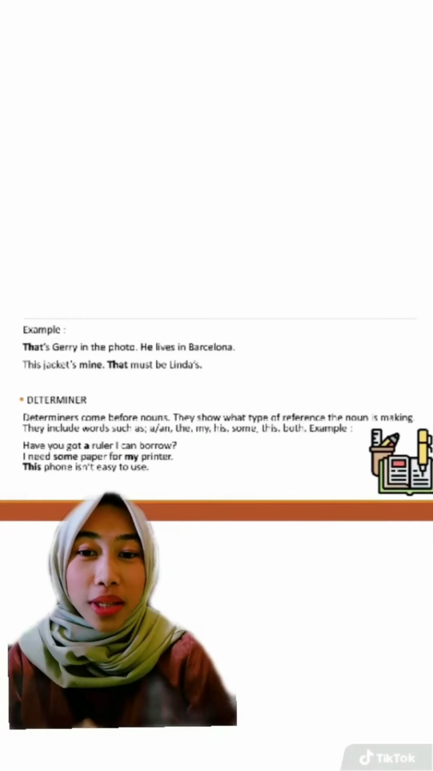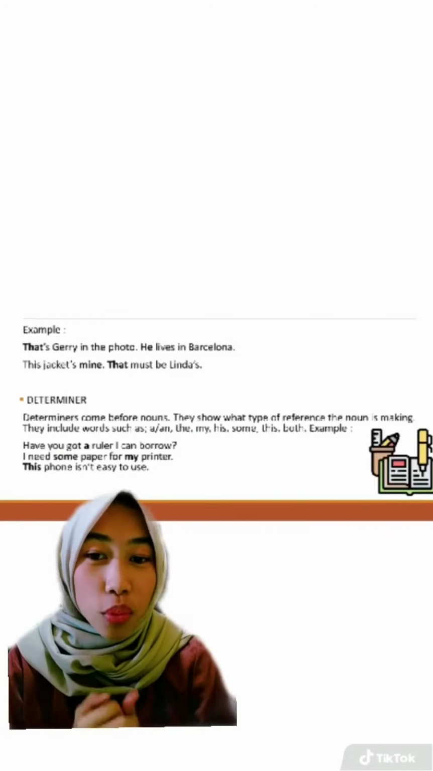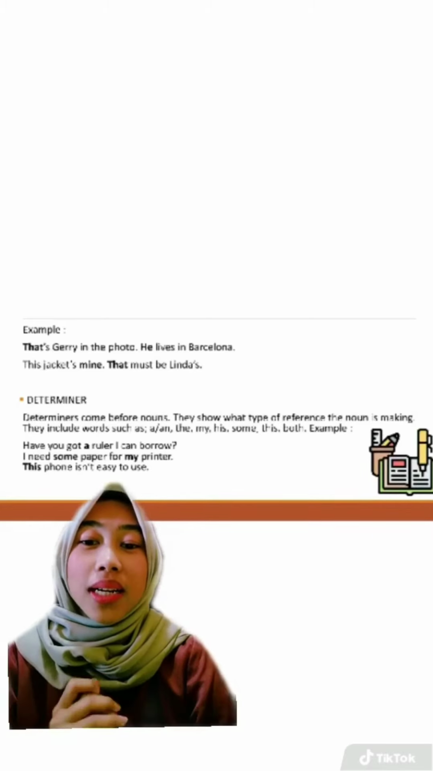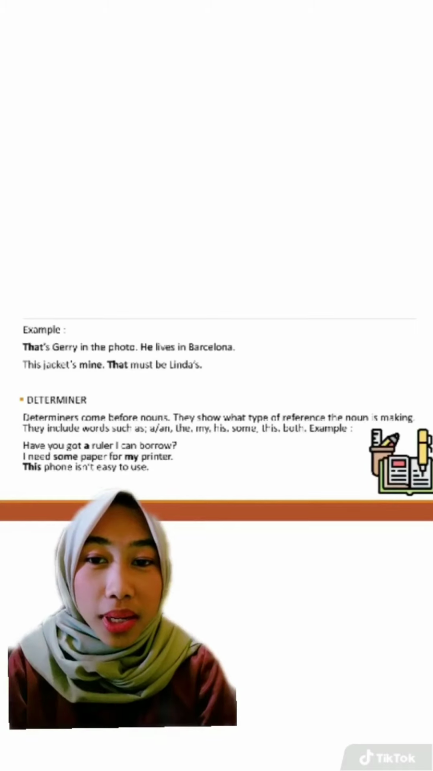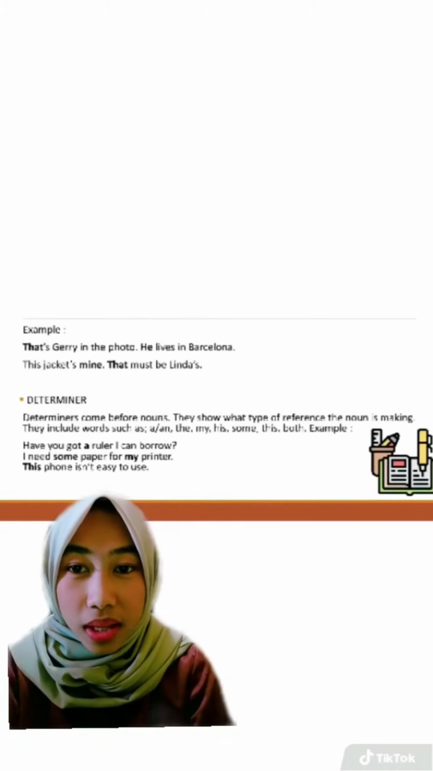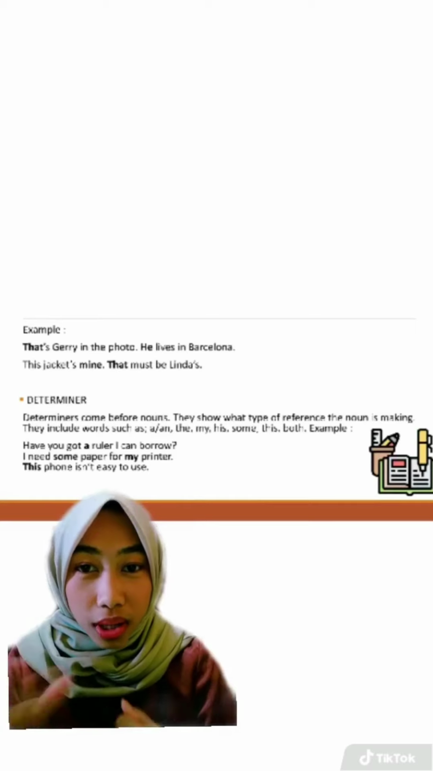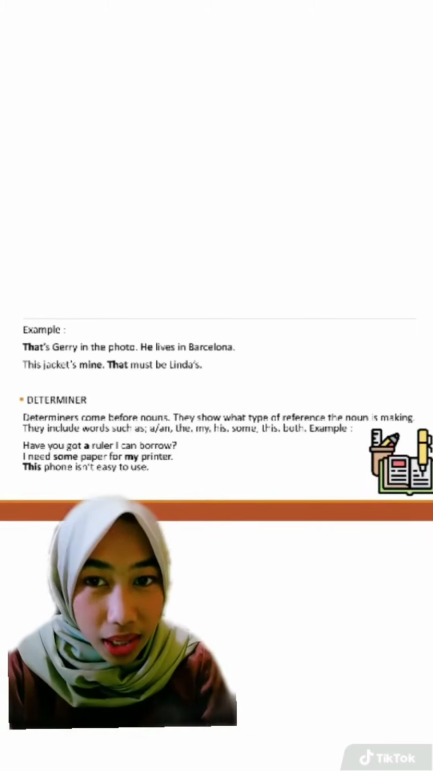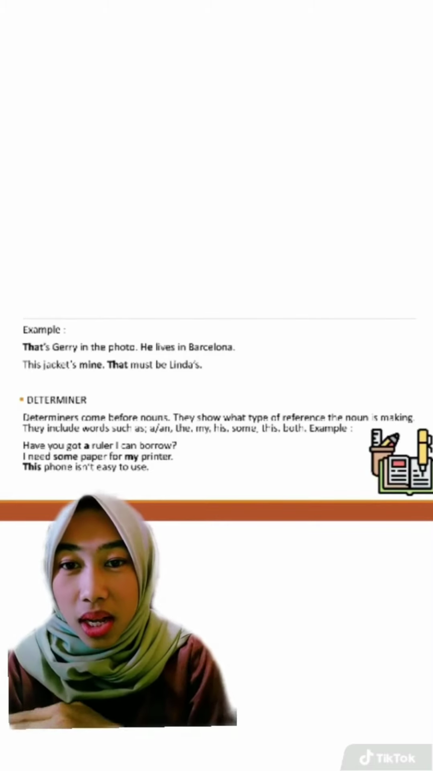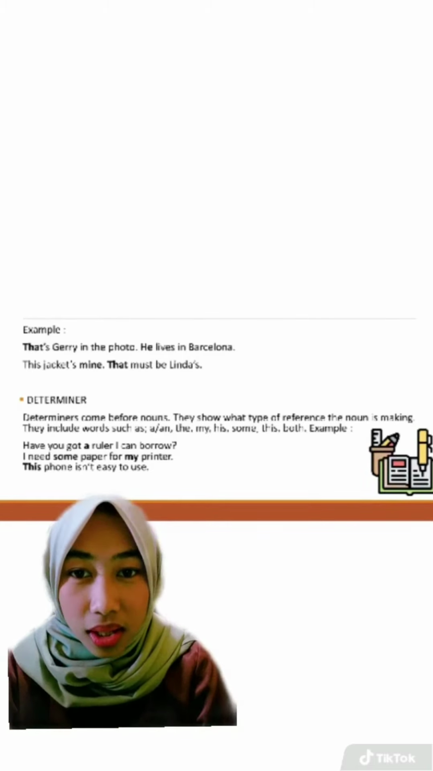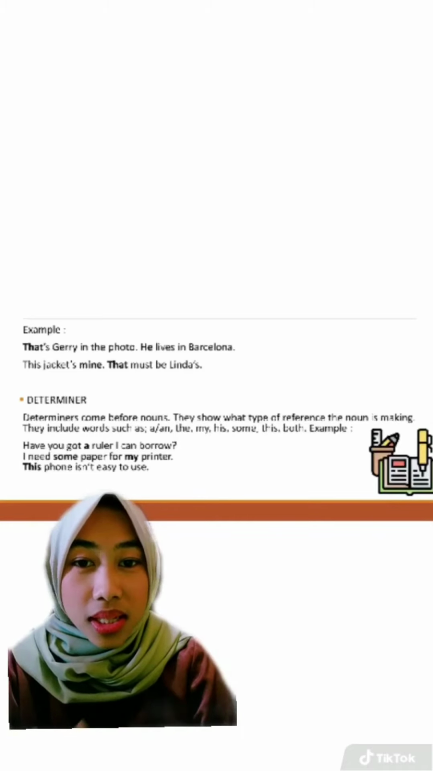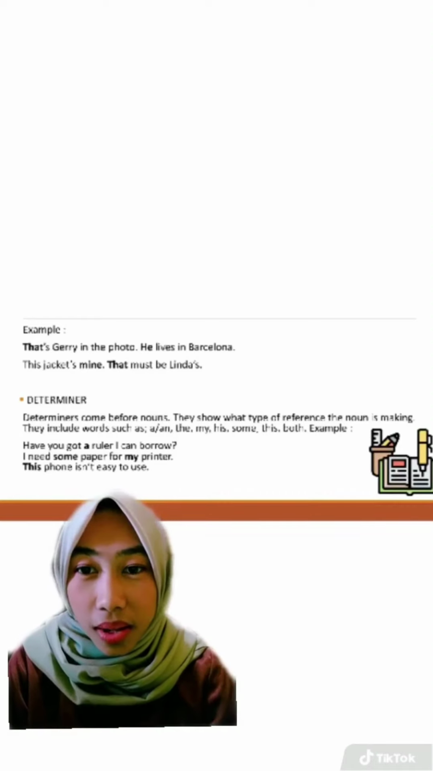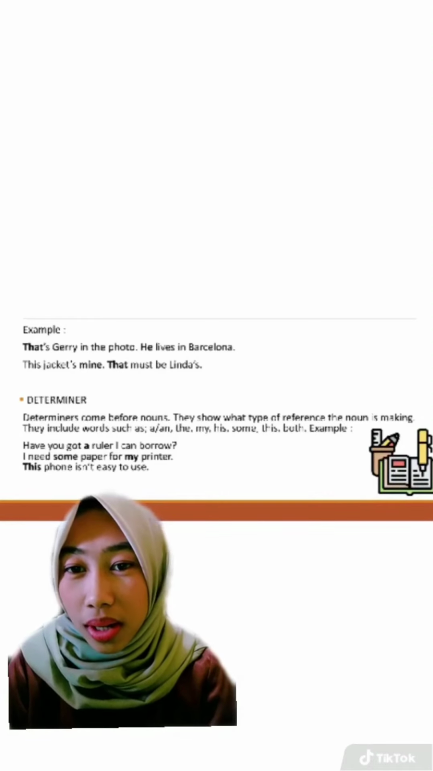Guys, now I will explain about the minor word classes or the other word classes. One of them is determiner. Determiners come before nouns. They show what type of reference the noun is making. They include words such as a, an, the, my, some, both. Okay, the example in a sentence: have you got a ruler I can borrow?